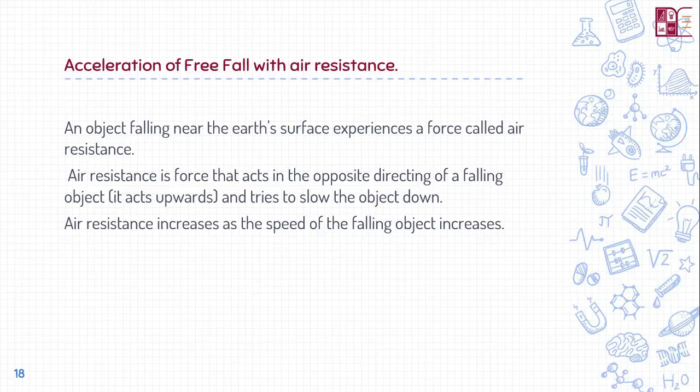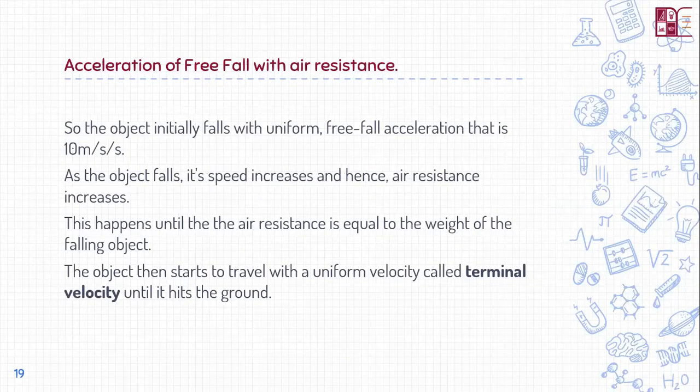And as the speed of the falling object increases, the air resistance also increases with it. And there comes a point when the object achieves terminal velocity. So the object is initially falling with a uniform free fall acceleration, which is 10 meters per second squared. And then as the object starts to gain speed, air resistance also increases with it.